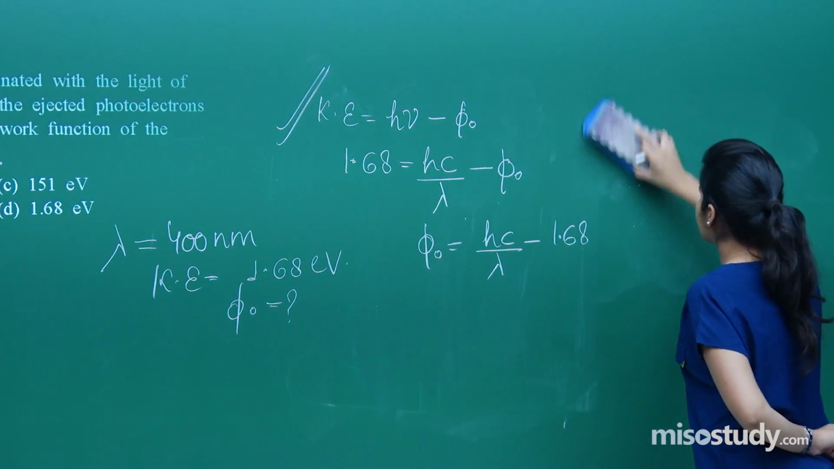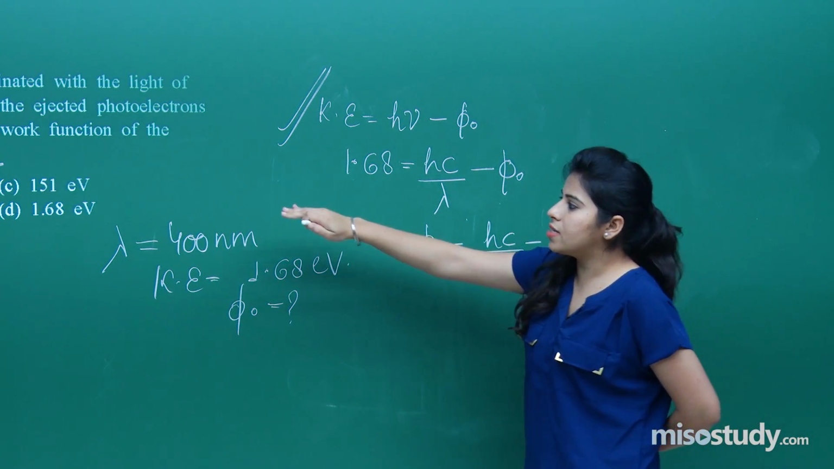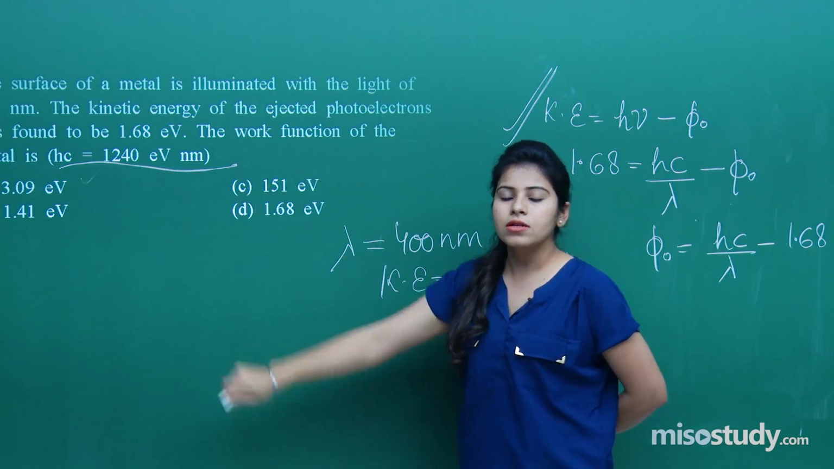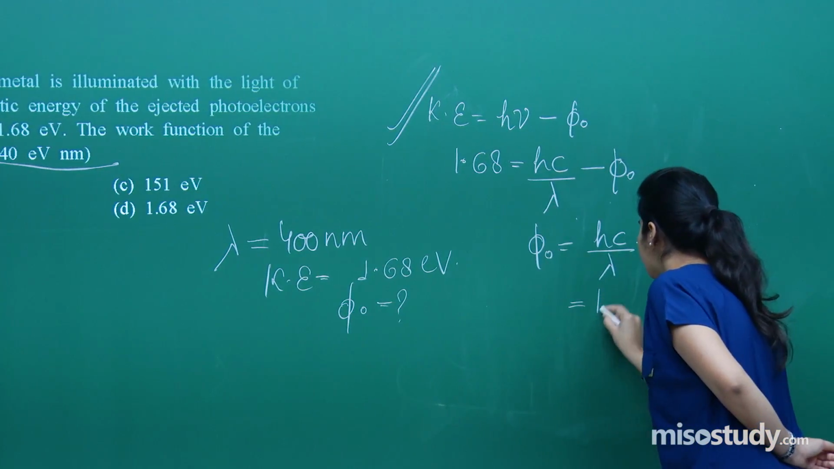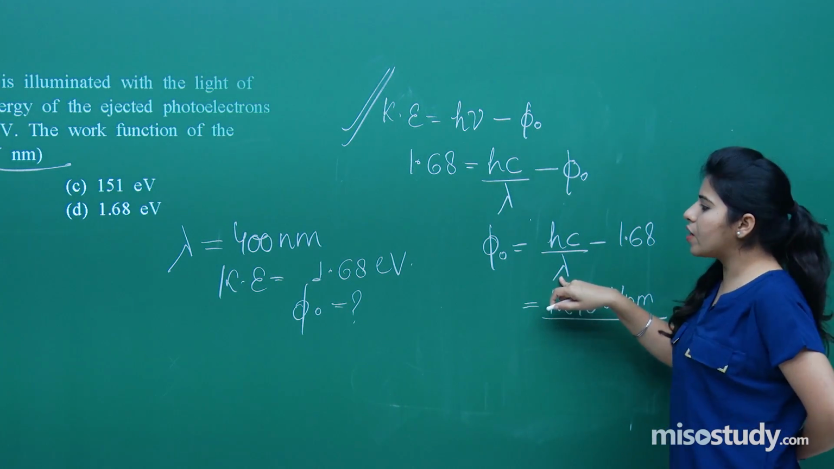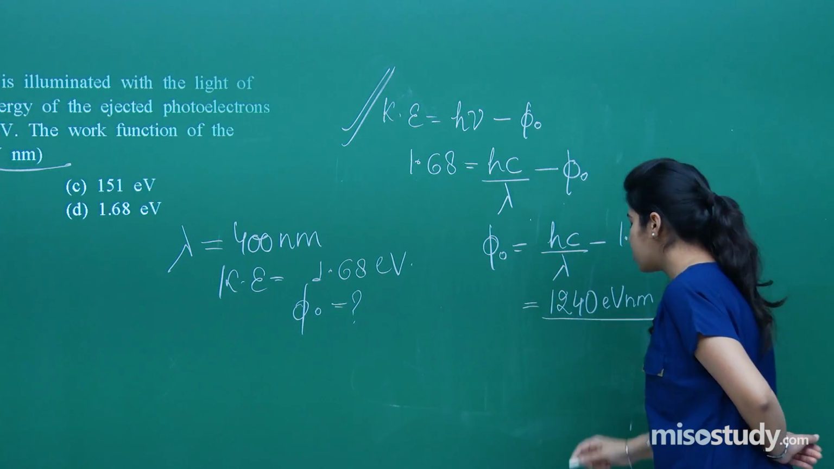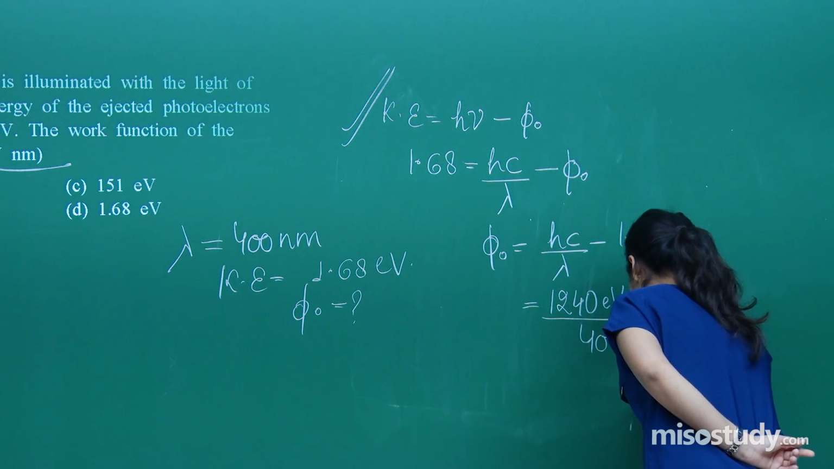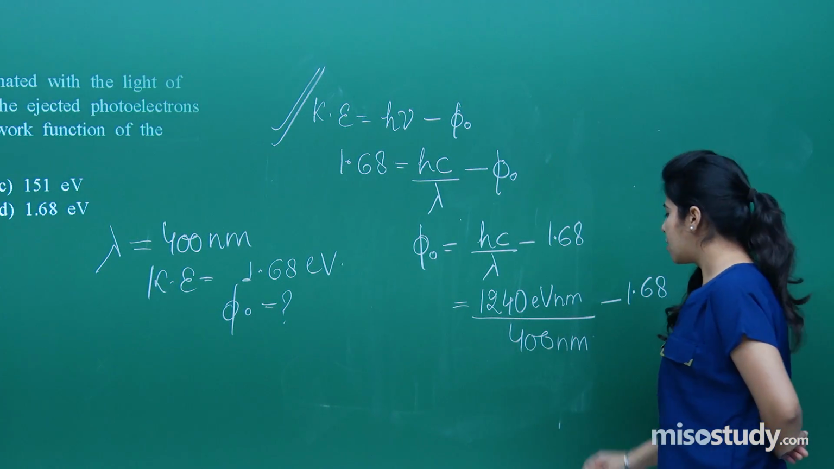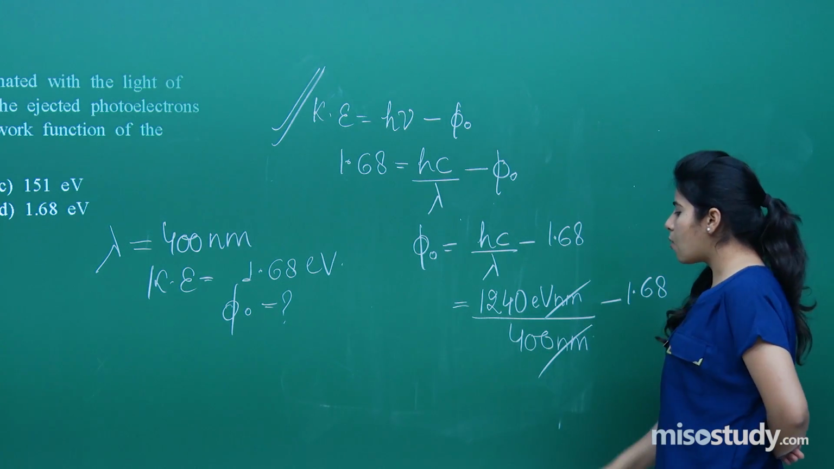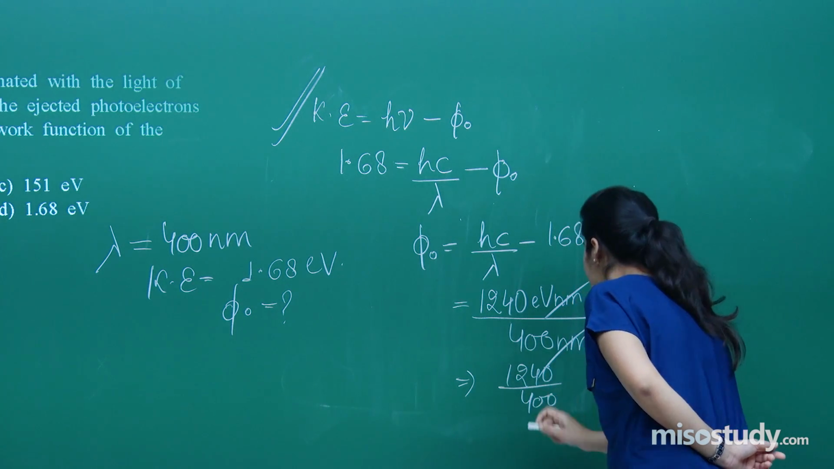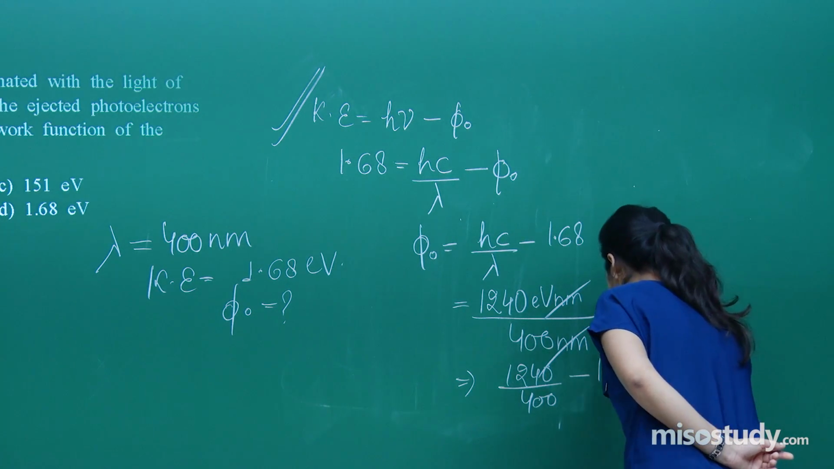Now, what you can see here is that the value of hc has been given, that is 1240 electron volt into nanometer. So let me write this value: 1240 electron volt into nanometer divided by the wavelength. The wavelength is 400 nanometer. Now you have to subtract 1.68. Nanometer, nanometer cancelled. Now I have 1240 by 400 minus 1.68.